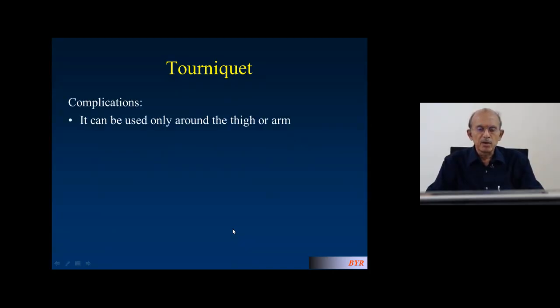Complications of tourniquet: it can be used only around the thigh or arm. It cannot be used over the forearm or the leg. Why? Why can't it be used around the forearm or the leg?